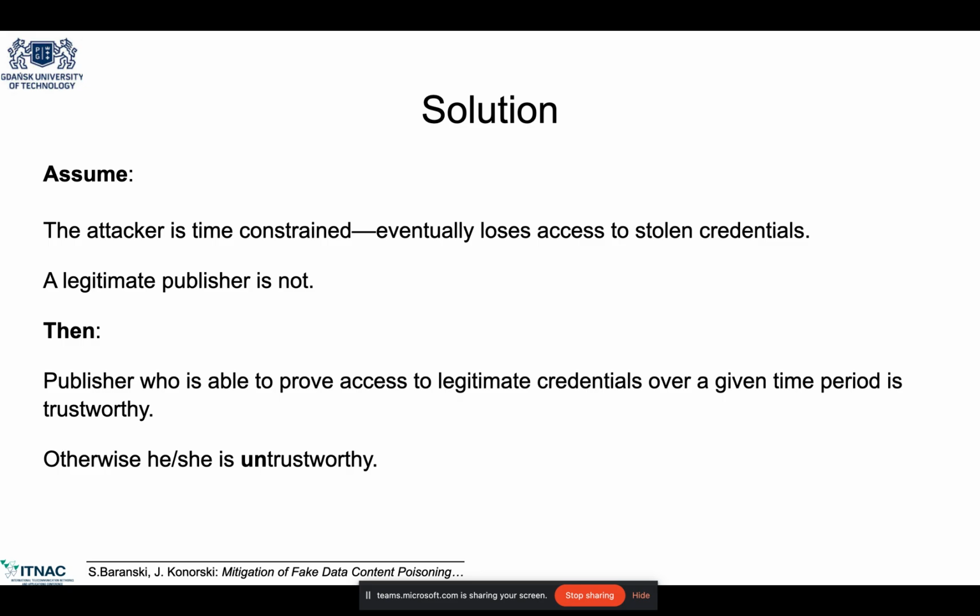The problem becomes solvable when we make some plausible assumptions. First, the attacker is time constrained, that is, eventually loses access to the stolen credentials, either due to expiration or some administrative actions on the part of the credentials owner. A legitimate publisher, on the other hand, has unrestricted access to his or her credentials. We leverage those assumptions to claim that a publisher able to prove access to credentials over some period of time is trustworthy, and one unable to prove that is untrustworthy.